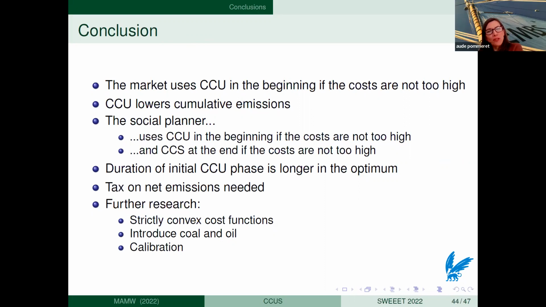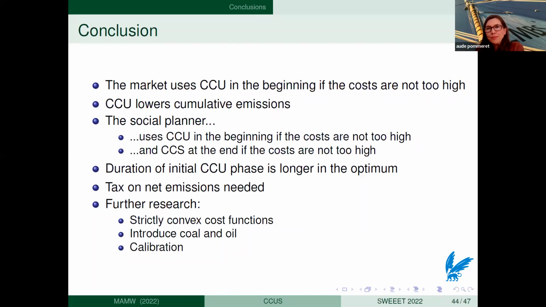Yes, so thank you very much for the presentation. That was really super clear, and it's really inspiring to see this work on CCU. I had a question on which assumption is responsible for some of the results, mainly the fact that you use only CCU at the beginning and CCS at the end, and you don't use them together. Do you expect that it's going to change if you have convex cost functions? I was wondering what is responsible for that result?